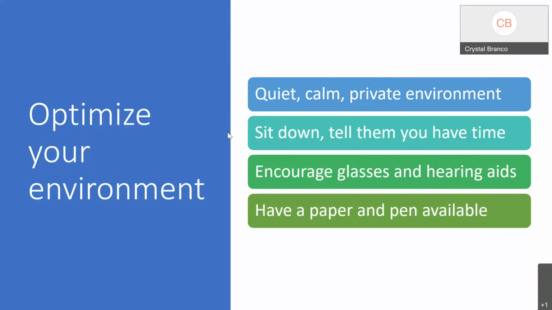Ask if the person has hearing aids or glasses. If they have them with them, support them in wearing them. And if they don't have them handy, then you will be more aware of and be able to accommodate for these sensory deficits throughout the conversation. Have a paper and pen handy to use if needed. We will discuss this a little bit later on.